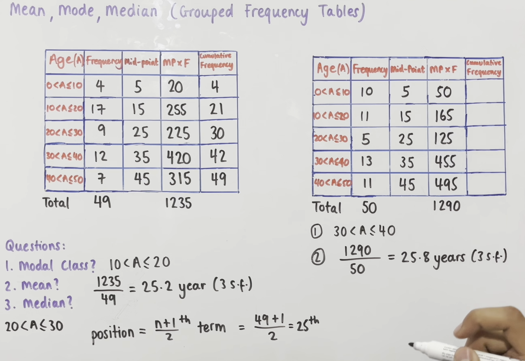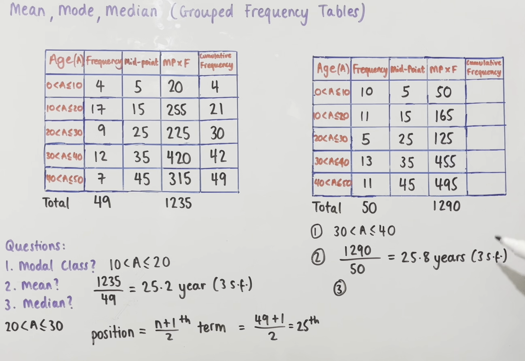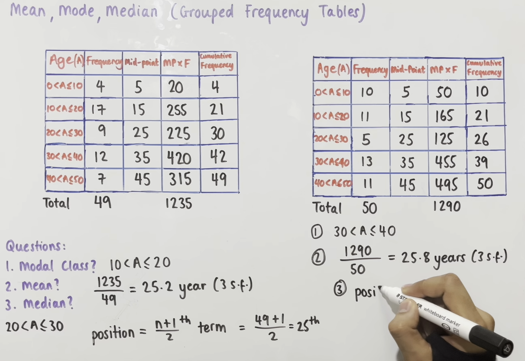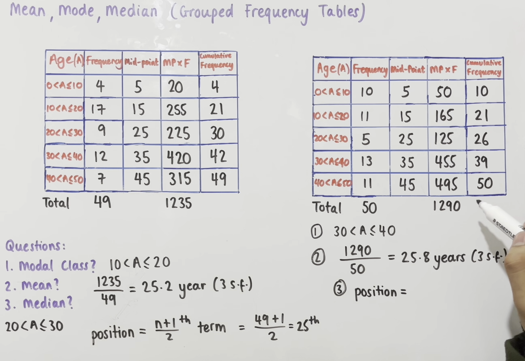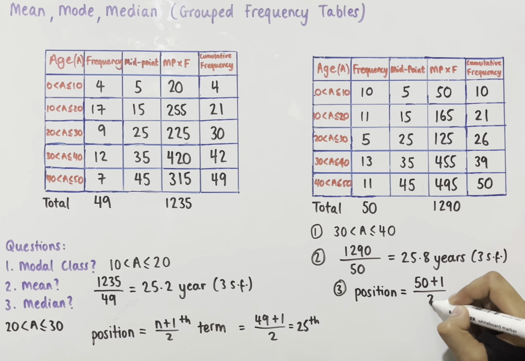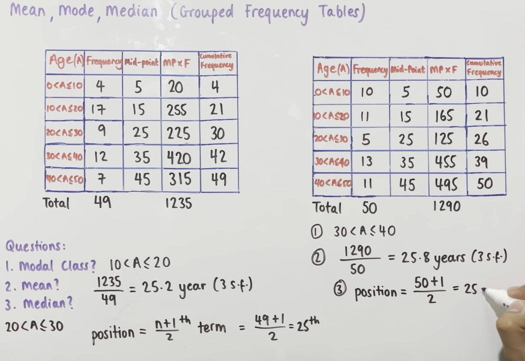And so for the second example, we would do exactly the same thing for the median. And so we first need to work out the cumulative frequencies. So to work out the position of the median, we would use the same formula here. So we have that the position equals (n + 1) / 2. In this case, n is the total frequency, which is 50. We have (50 + 1) / 2. 50 plus 1 is 51, divided by 2 is 25.5. So we're looking at the 25.5th term in the grouped frequency table.